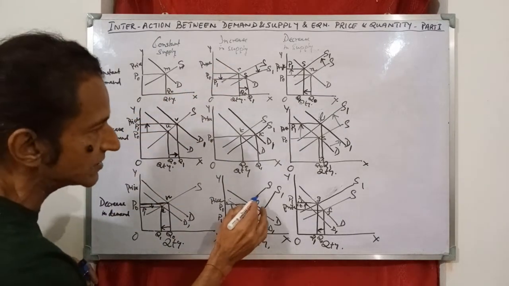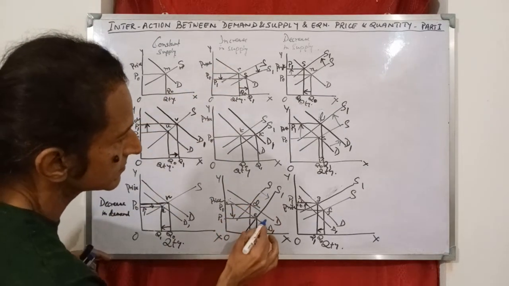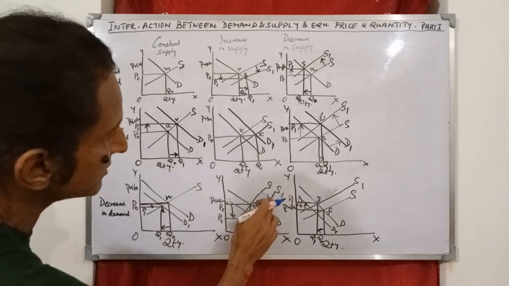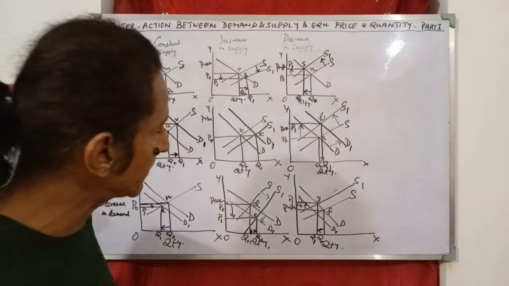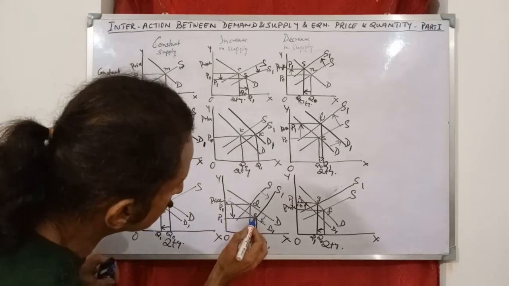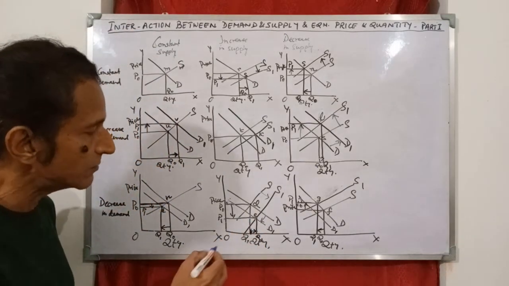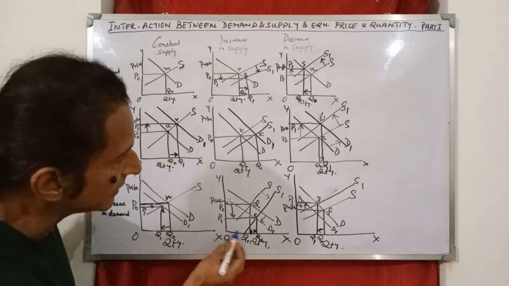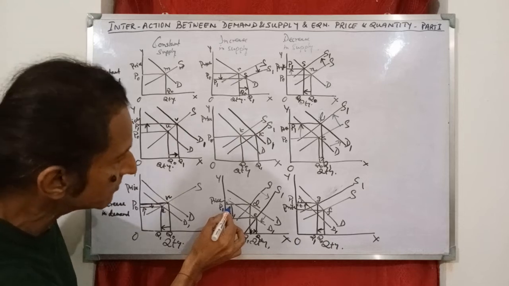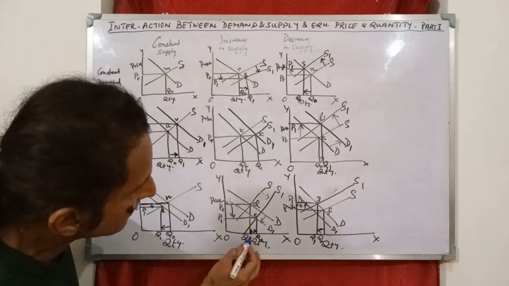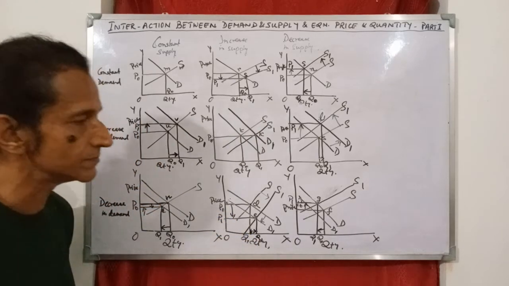So the supply curve will shift parallelly rightward. Let S1 be the new supply curve. So the new demand curve and new supply curve intersect at point E. So new equilibrium price is P sub 1 and new equilibrium quantity is Q sub 1. That means the equilibrium price has fallen and equilibrium quantity has increased.